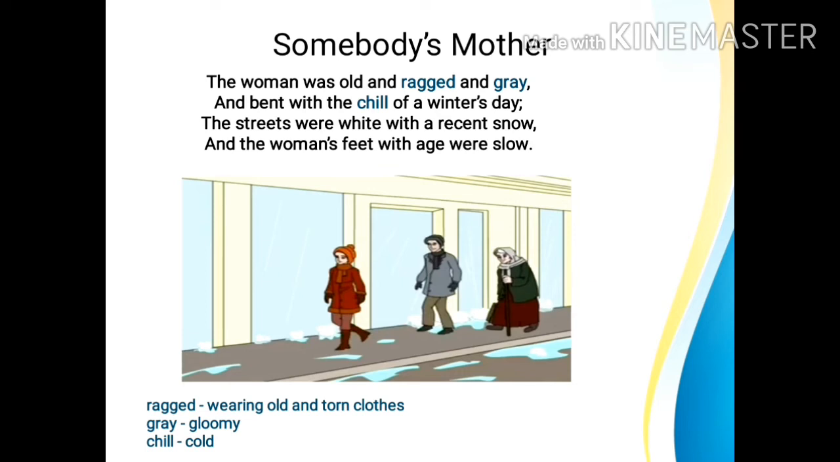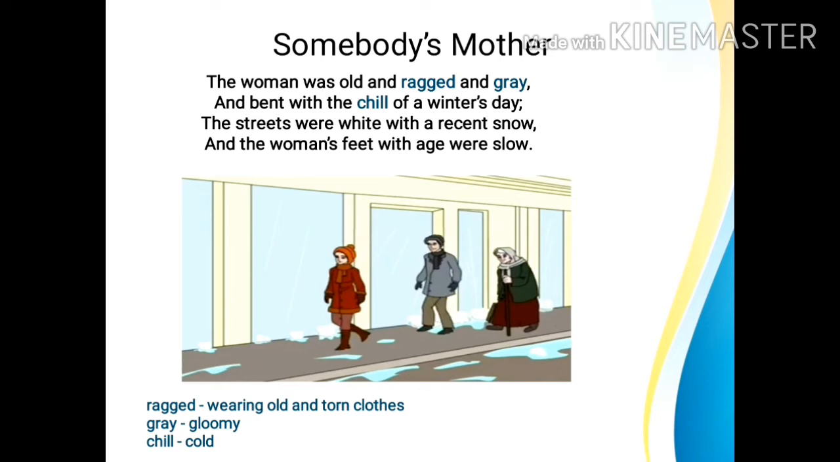Given below are the meanings. So let's learn the first 4 lines of the poem. The woman was old and ragged and grey, and bent with the chill of a winter's day. The streets were white with recent snow, and the woman's feet with age were slow.